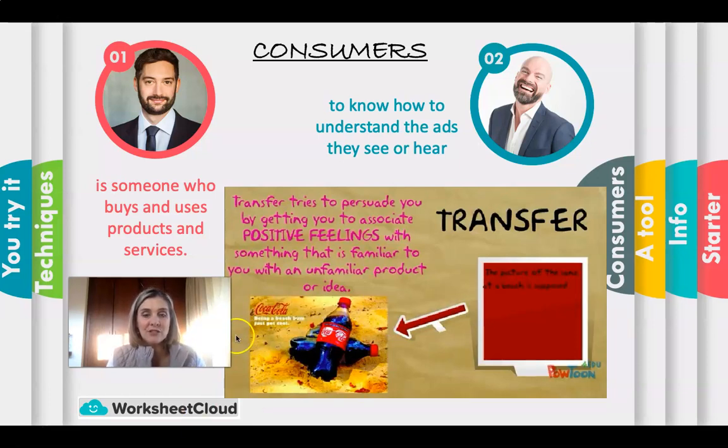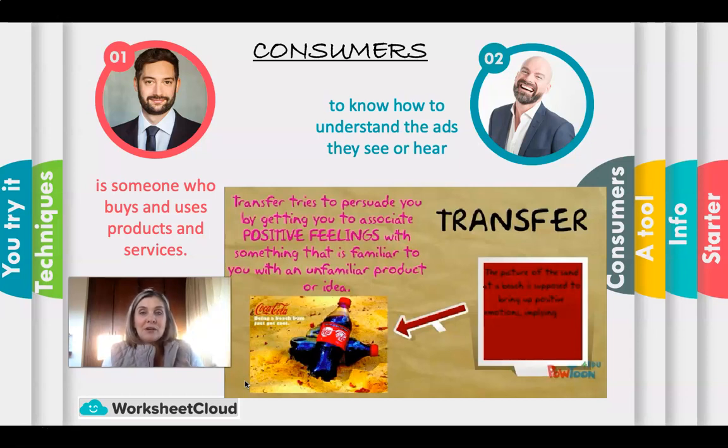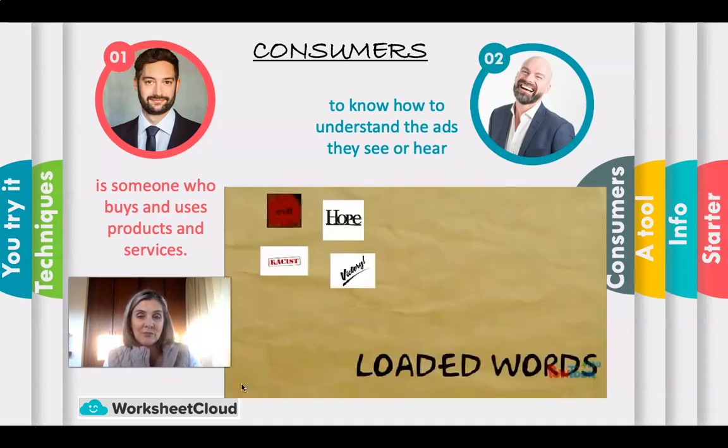Transfer, I love transfer. I'm going to stop there just for a minute. So transfer tries to persuade you by getting you to associate positive feelings with something that is familiar to you with an unfamiliar product or idea. So, for example, the picture of the sand is supposed to bring up positive emotions, okay, with Coke. So, implying that if you like the beach, you will love Coke. So that brings the two together, your love of the beach with a product.